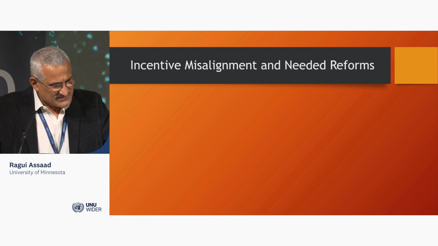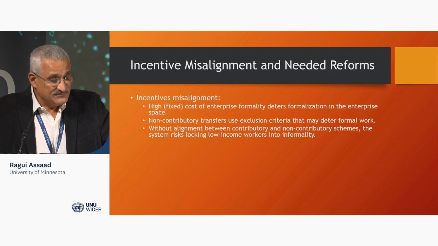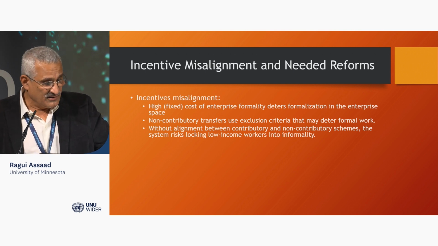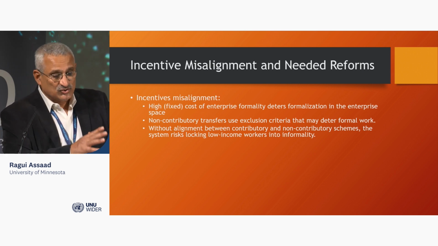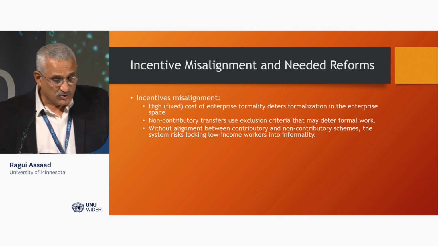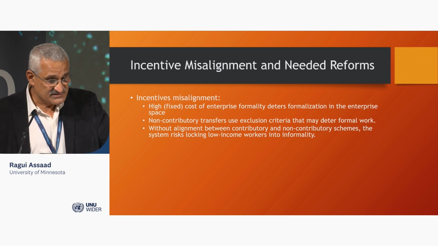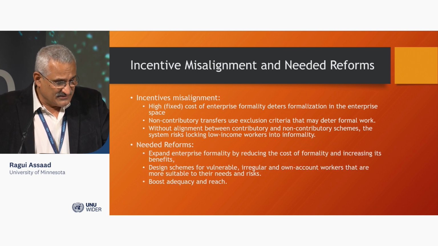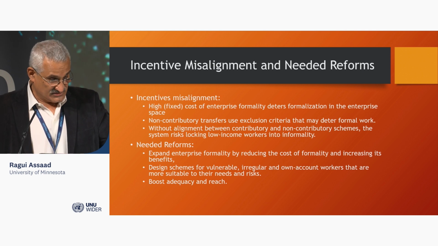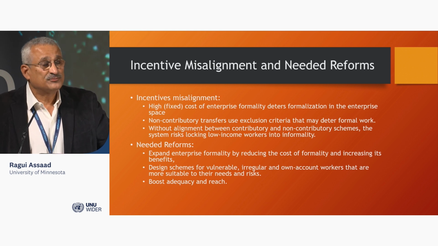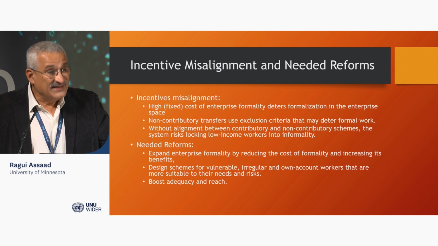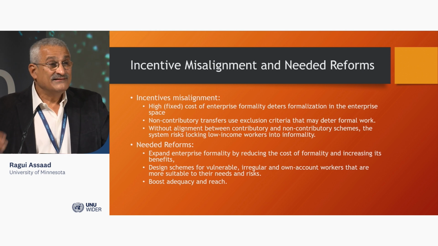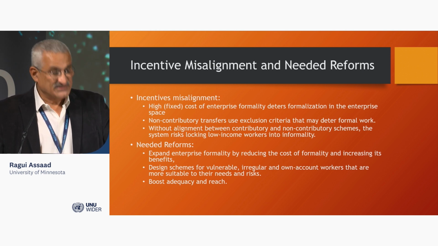Now, I'll skip that, but basically, we have a misalignment of incentives, both for enterprises to become formal and for workers to leave the non-contributory system, which provides them current benefits, to join the contributory system for future benefits and insurance. And clearly, if you're going to increase social protection coverage, you have to do something about the enterprise space and enterprise formality, and design better schemes for workers who are vulnerable, irregular, or who are in less standard employment arrangements. And thank you very much.